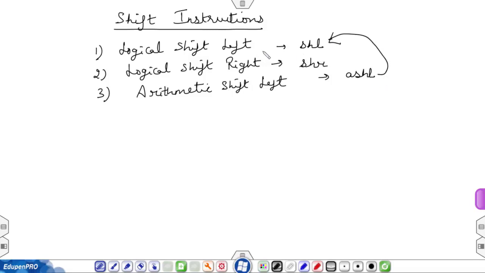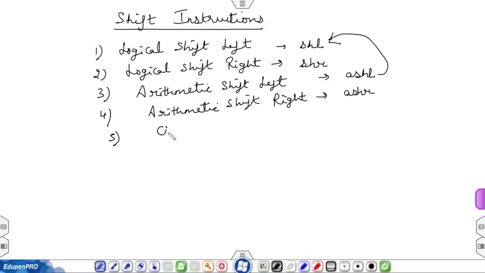Third is arithmetic shift left, which is similar to the logical shift left operation. There is no difference between logical shift left and arithmetic shift left, so we are not going to discuss arithmetic shift left separately because the operation is completely the same as logical shift left. Fourth is arithmetic shift right operation. It is written as ASHR. A stands for arithmetic, SH is shift, and R is right.